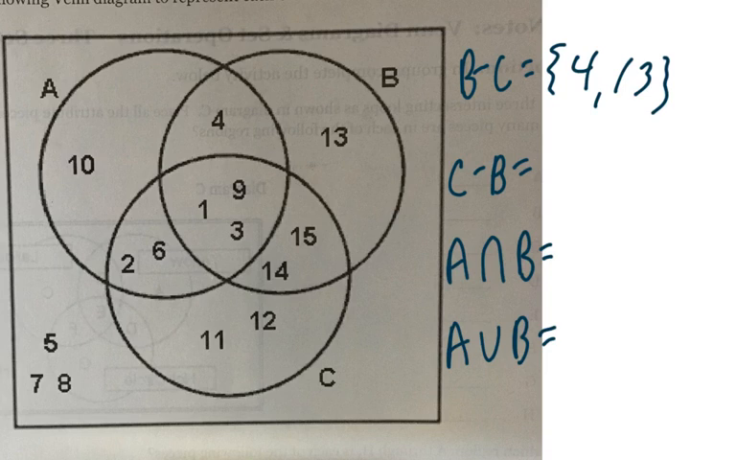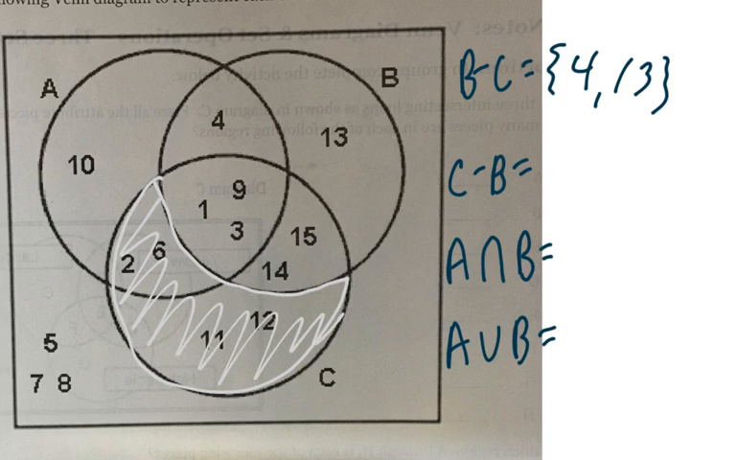So then C minus set B is everything in C except for anything that's in set B. So that's going to be these values that I've shaded. So that includes 2, 6, 11, and 12.